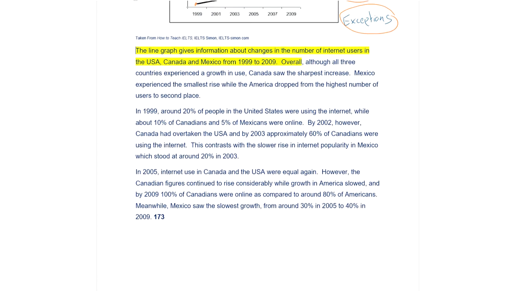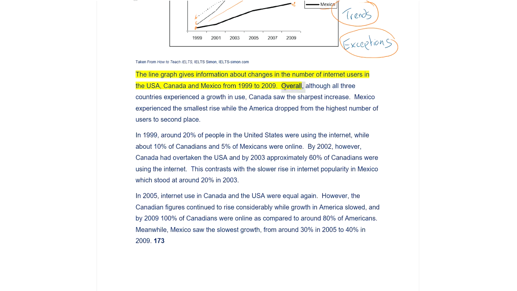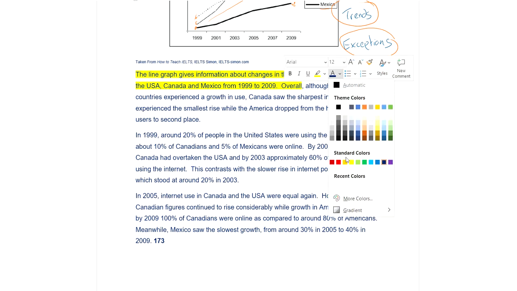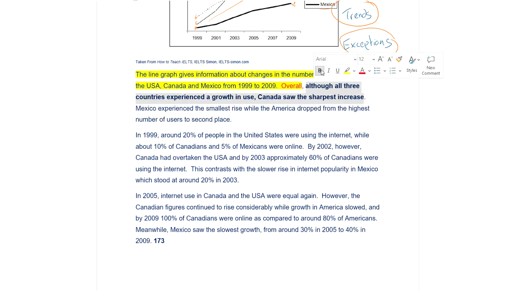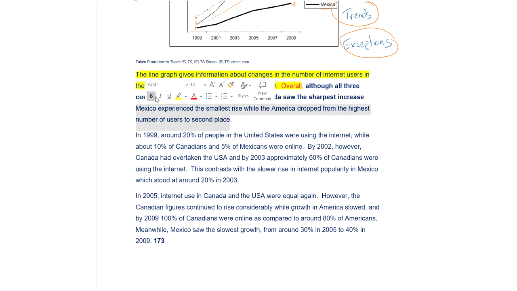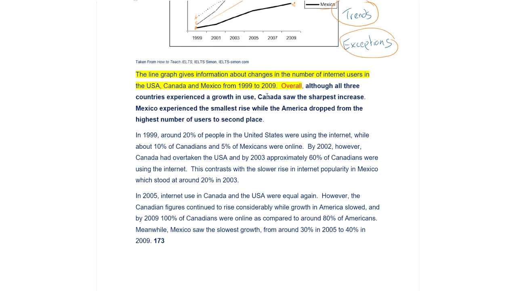So the overview, I always start my overview with this word, overall. Now you don't have to, but it's a good way to start, and it makes it clear for the examiner what you're going to write about. And then it's 2 sentences in the overview. That's the first one, and here's the second. And the first sentence is a complex sentence, and I always put a complex sentence here because it's a really good way to boost up my grammar score.